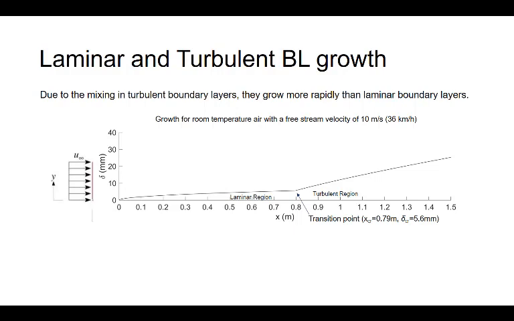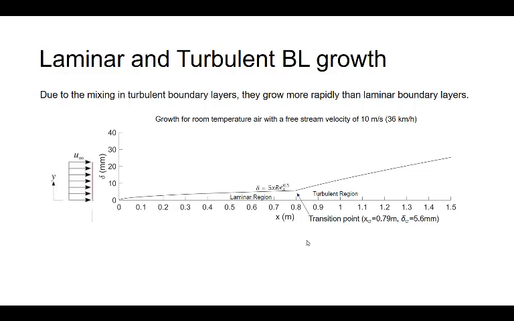The thickness of the boundary layer at the point where the boundary layer transitions from laminar to turbulence is 5.6 millimeters. Note the very different changes in scale here. The boundary layer is intentionally shown much thicker than it is in reality for this particular flow condition. This plate is 1.5 meters long, but the thickness of the boundary layer is scaled in millimeters. When the laminar boundary layer transitions to turbulence, it is only 5.6 millimeters thick. This is very thin.